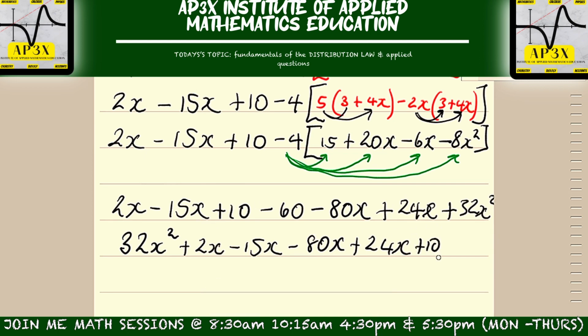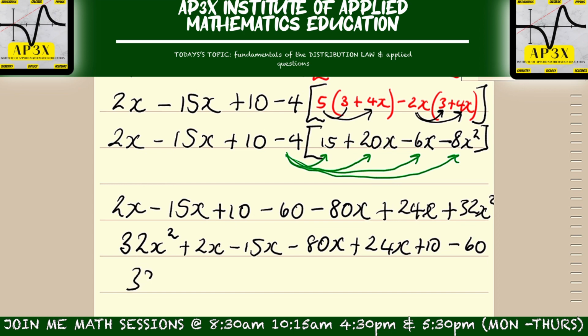Then I'm going to go to my numbers. Then I have plus 10. Then I have minus 60. All right, so I've checked off everything here. I have the 2x, the 15, and the 80, and the 24. I have the 10 and the minus 60, and I have the 32x squared.